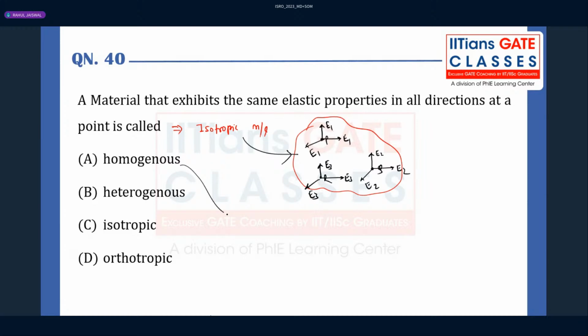There is one more material called homogeneous material. What is the meaning of homogeneous material? Note down that also. The answer is C. We got the answer, but note down other things also. Elastic properties are the same at all the points in a given direction.